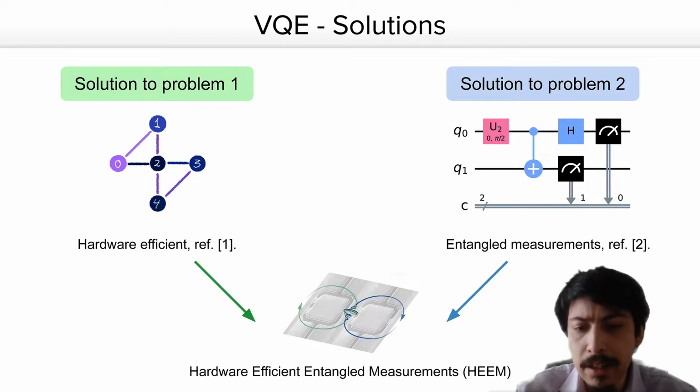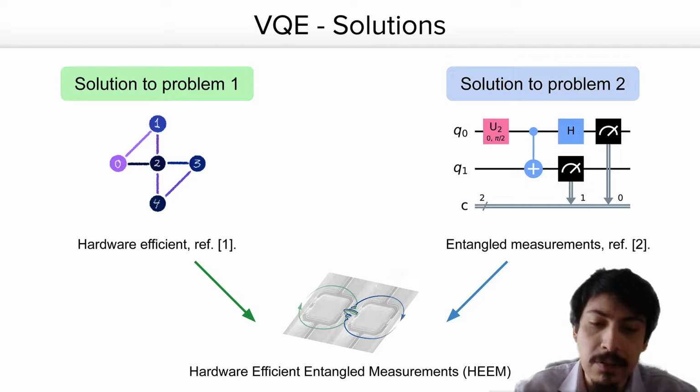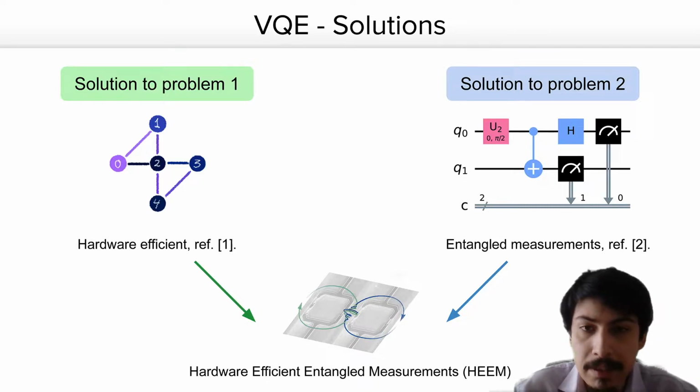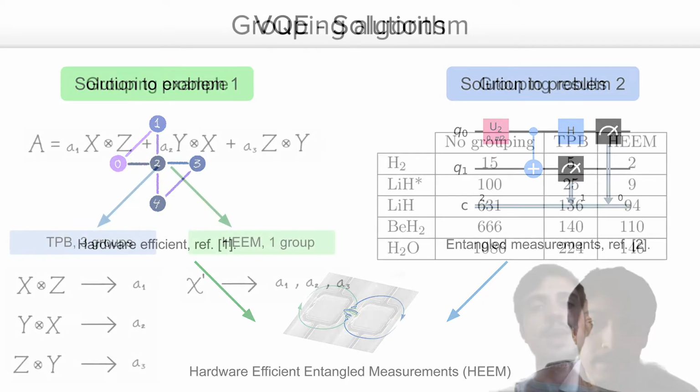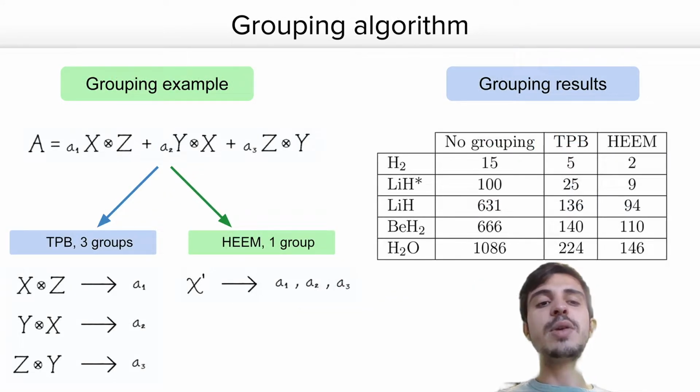On the other hand, the number of measurements can be reduced by estimating simultaneously multiple terms of the Hamiltonian by entangled measurements. In this project, we propose combining both ideas, implementing a VQA library for Qiskit that uses hardware-efficient entangled measurements, or simply HEM. Let's show how a grouping reduces the number of circuits of VQA.